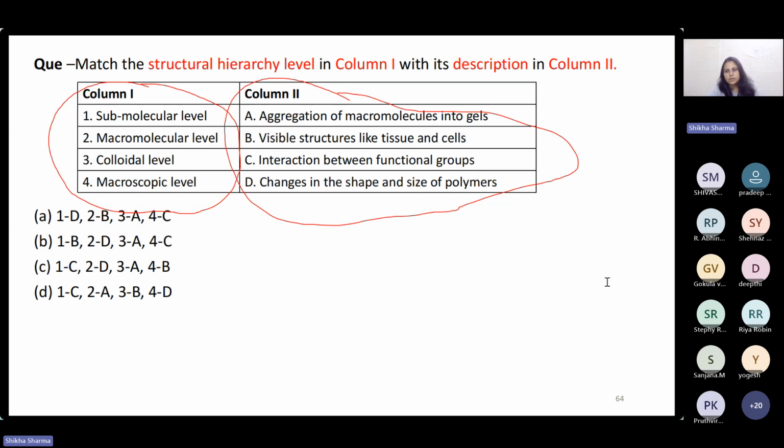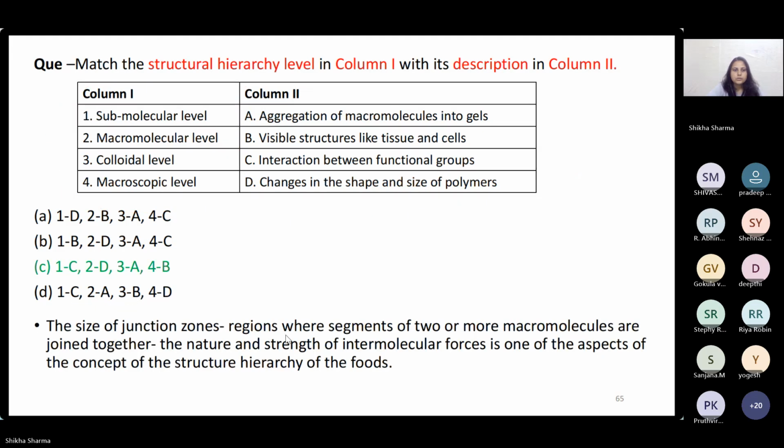Anyone who would like to say anything? Okay, Shivaswami says D. This one. C is the correct answer here. So let's understand why.